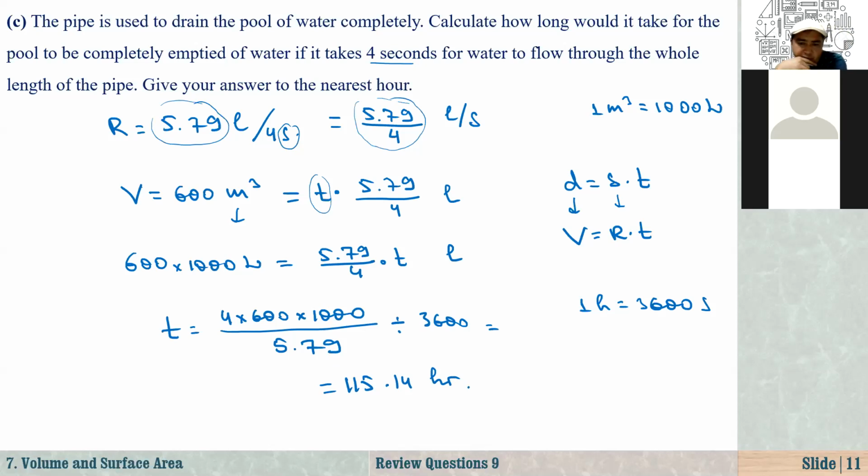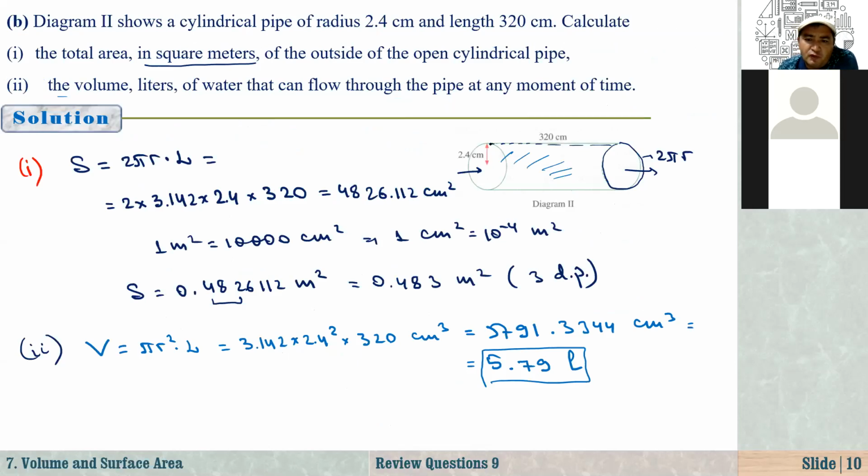It says to give your answer to the nearest hour, so the answer is 115 hours. That means it empties the swimming pool in 115 hours, almost 5 days. Maybe the pipe is too small. As you see, it's 2.4 centimeters, a very, very small pipe.